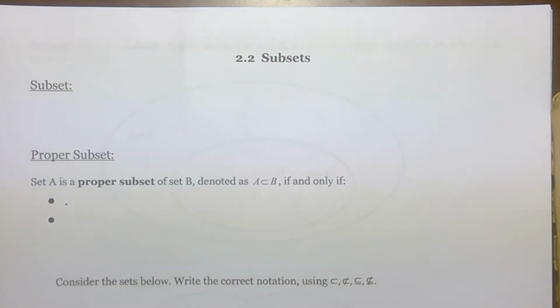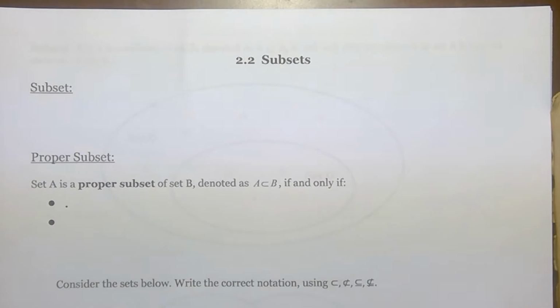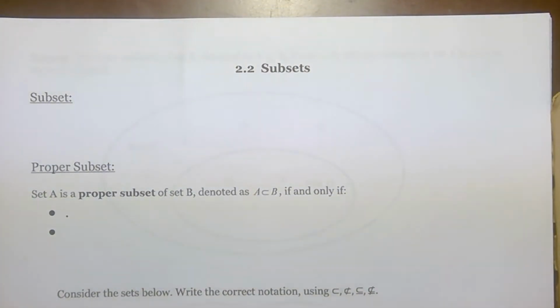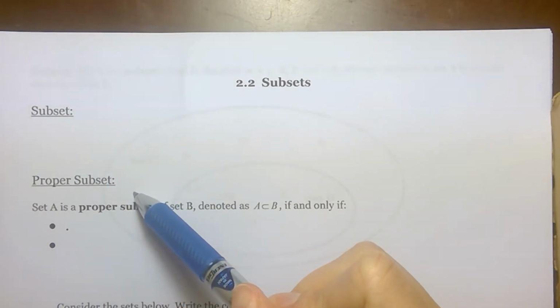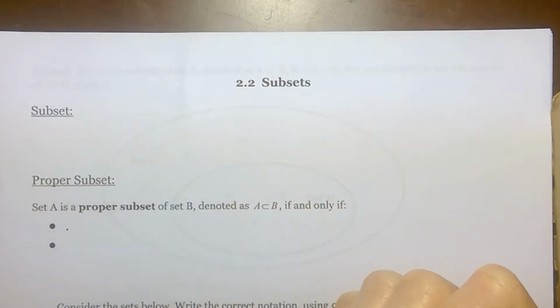Chapter 2, Section 2 is on subsets. Now, I mentioned subsets in the last video from 2.1 when we talked about the universal set, but we did not get the notation for subsets. Notice that we have subset and proper subset both listed.